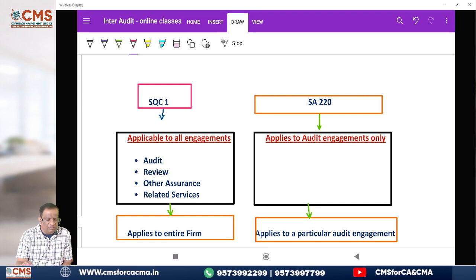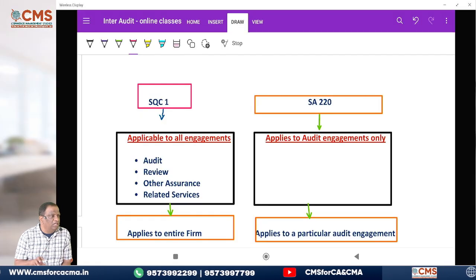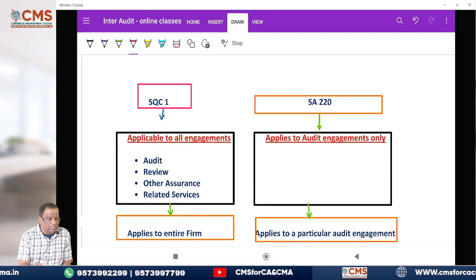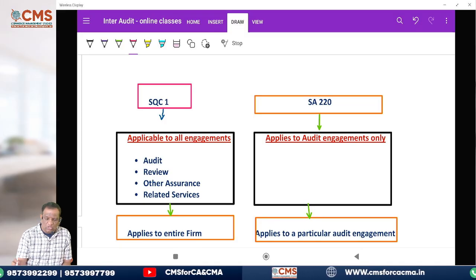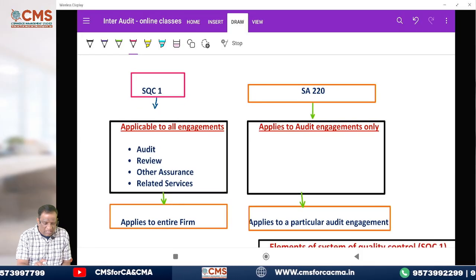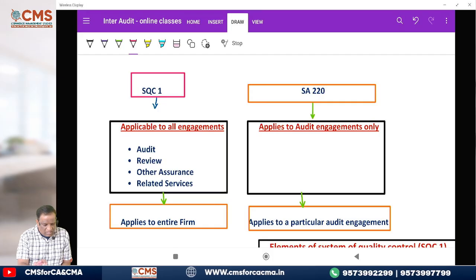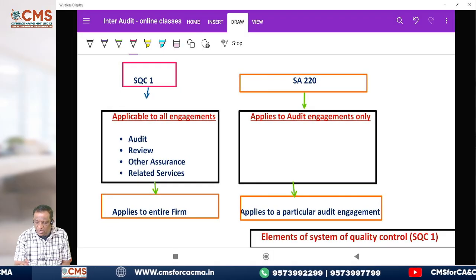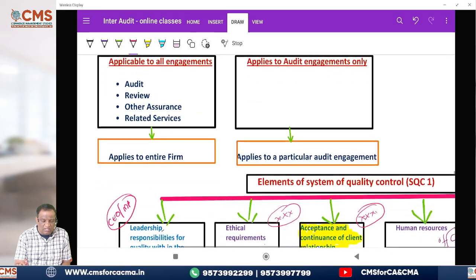Why we are comparing both is that both the standards talk about quality. The common point is quality. But SQC 1 talks about the quality of all the engagements that you are having, whereas SA 220 talks about only audit engagements. That is why SQC 1 is applicable to the entire firm, because whatever they want you to do is applicable for all kinds of engagements, whether it is an audit, a review, an assurance, or a related service. Whereas SA 220 is engagement driven. So it is applicable only to audit engagements, and only to a particular audit engagement. Otherwise, it is not applicable.